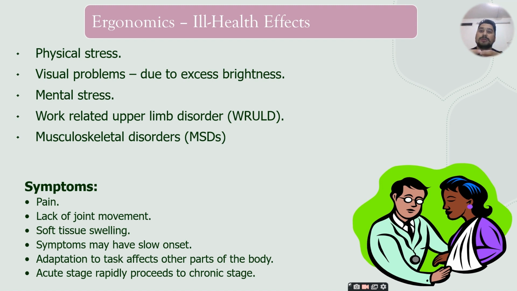then symptoms may have a slow onset. After that, adaptation to the task affects other parts of the body. Acute stage rapidly proceeds to chronic stage. In the acute stage, sometimes swelling or pain will come, and after that it will go. But again it will come and go, and it will proceed to the chronic stage. In the chronic stage, it will be very severe.